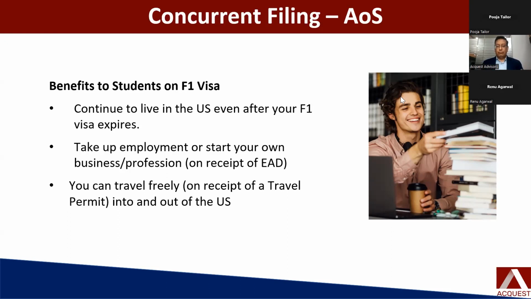So you don't have to worry about what happens to your child in case he's not able to continue to stay in the US. You can still be there. And you also get your travel card, which means that you can travel freely, even on an F1 visa or a student's visa or an H1B visa. You can travel freely in and out of the US. You don't need to stamp your visa every time.